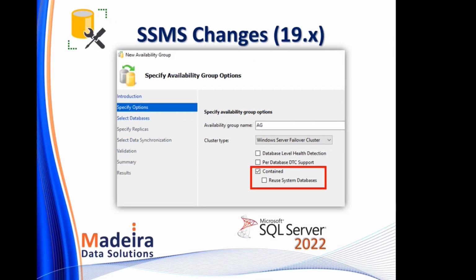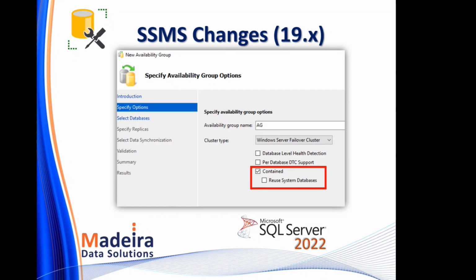In SSMS version 19, as of right now, it's in preview, but you can download it. In SSMS version 19, we have new options in the dialog for configuring an availability group, where we can enable whether it is contained or not. And we can also see this option called reuse system databases.